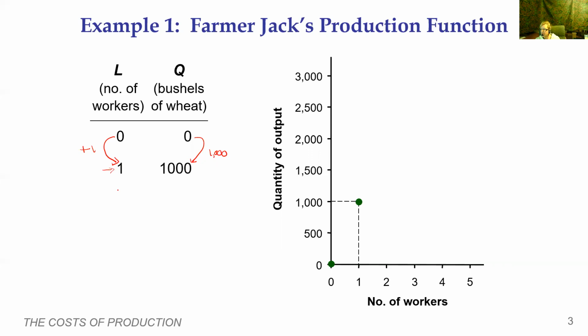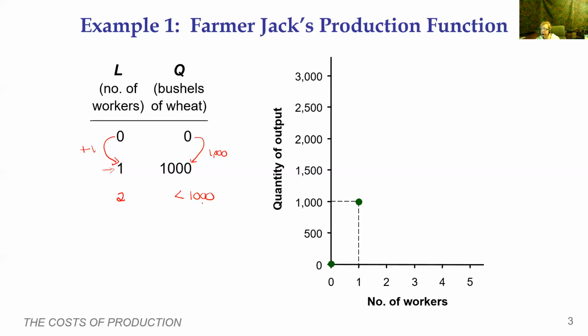Now, what happens when I add a second worker? I want you to think about that for a moment. Let's say worker 2 is exactly like worker 1. They are carbon copies of each other, with the same motivational levels, the same everything. How many bushels of wheat do you think the second worker will add? I can tell you, because I know the law of diminishing returns, that worker 2 is going to add something less than 1,000 bushels of wheat.